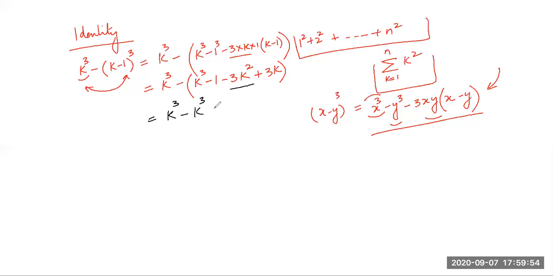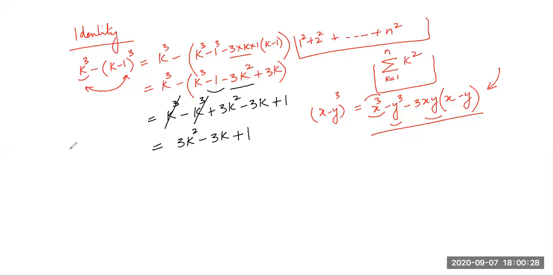Plus this, 1. Plus 3k square minus 3k. Yes, last term, plus 1. Is it right? Yes, sir. I've just written this first, okay? Then k and then k in the decreasing order of index of k. So this is equal to, k cube cancels with k cube. This is equal to 3k square minus 3k plus 1.